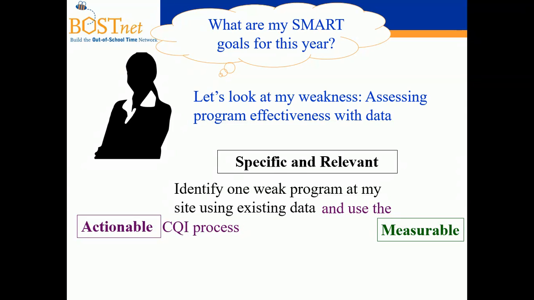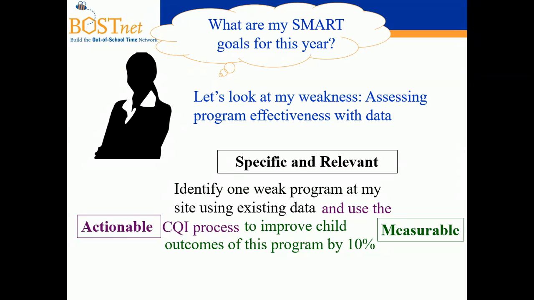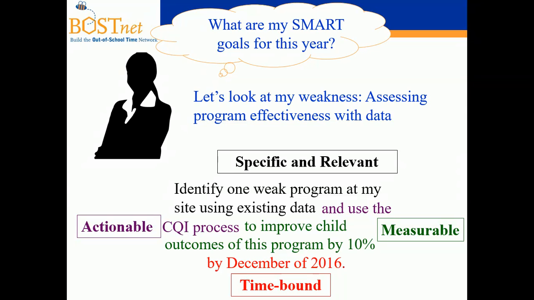Next is measurable. We need to figure out a way to assess the success of this goal using data. And you see that the measurable component of this goal is to improve child outcomes by 10%. So by giving a very specific number that would constitute success, progress to that goal is very easily measurable. And the last is time bound. You have to set an end date so that you know when this goal can be achieved by. And for this person, it is December of 2016.